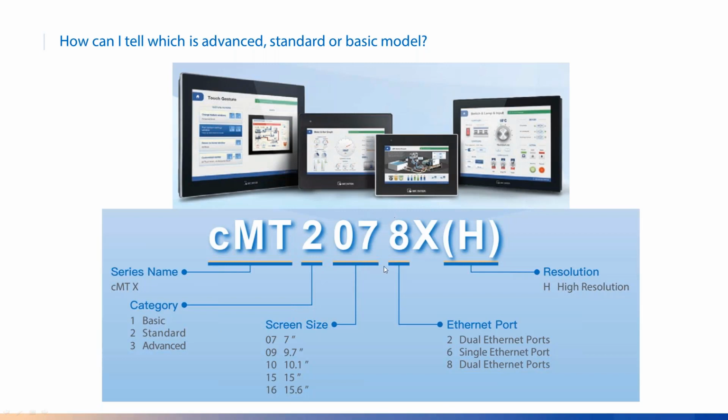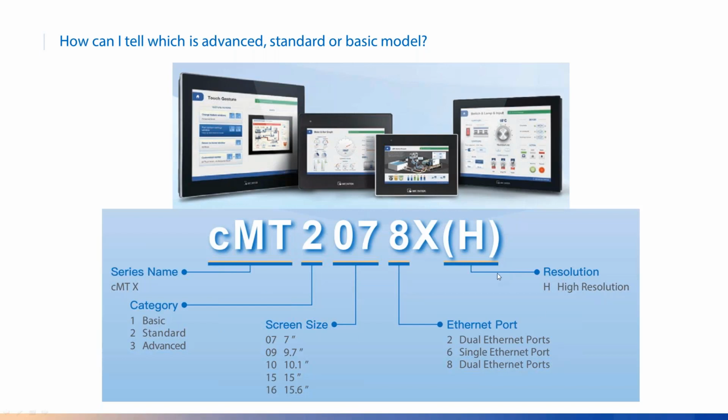And the last number here is talking about the Ethernet port. If the fourth number is 2 and 8, which means that this HMI is a dual Ethernet port. It has 2 Ethernet ports on this HMI. If it is 6, which means that this HMI is using a single Ethernet port here.